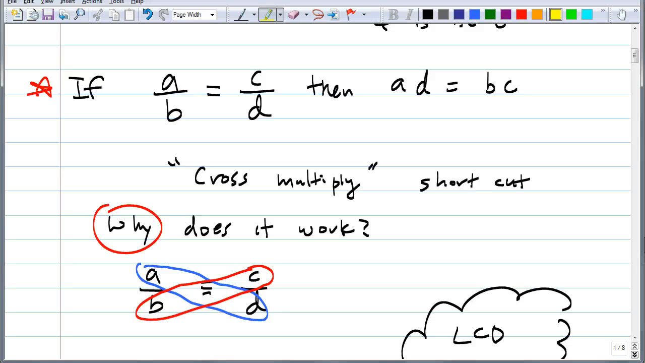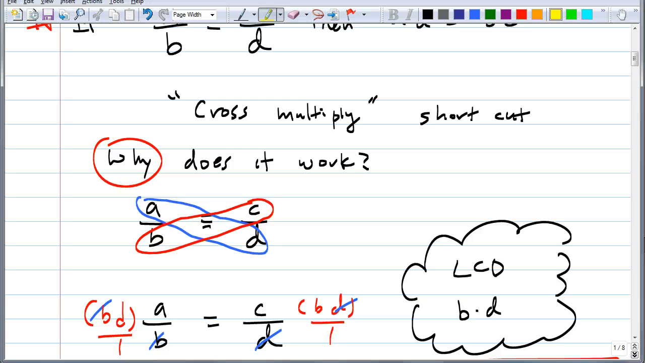You're right. You're multiplying both. What is the LCD of these two fractions? BD. Guess what happens if you multiply both sides by BD? The denominators will cancel out, and look, the B's cancel out with the B. What's left here? If the B's cancel out, what's left? Yeah, AD, right? Multiply this side by BD, the LCD.